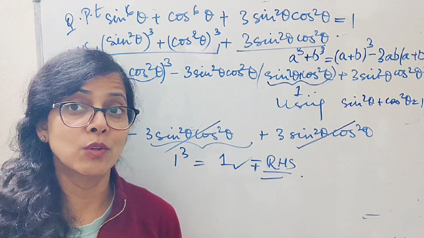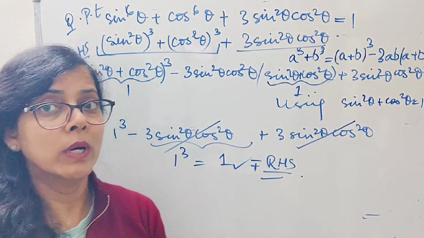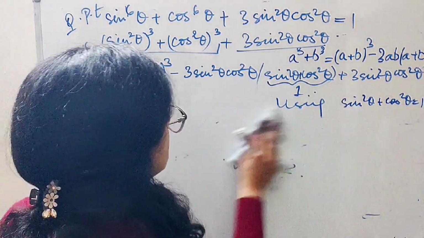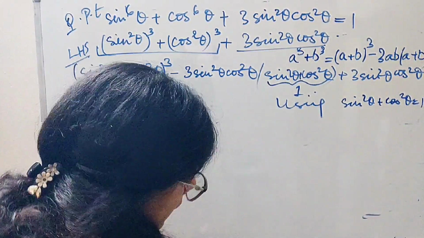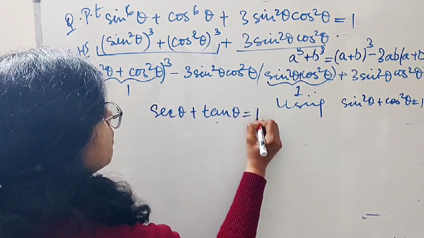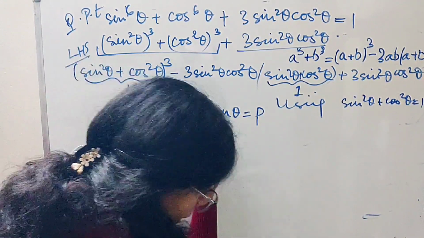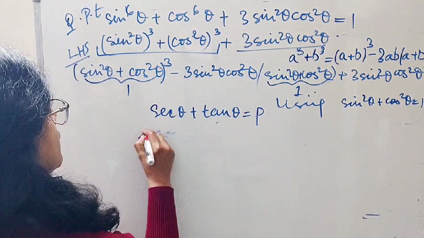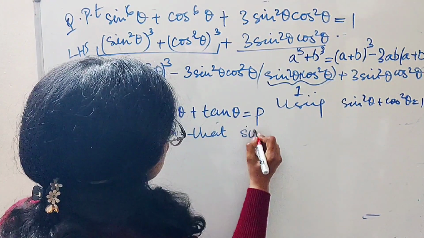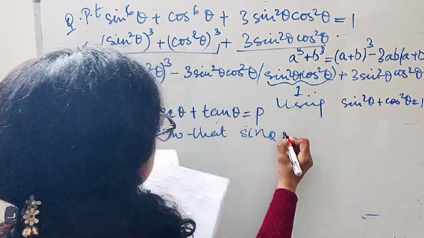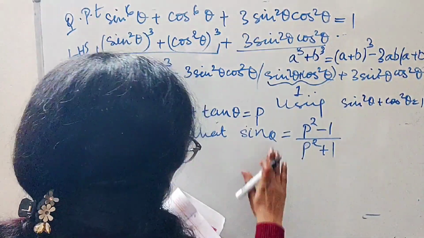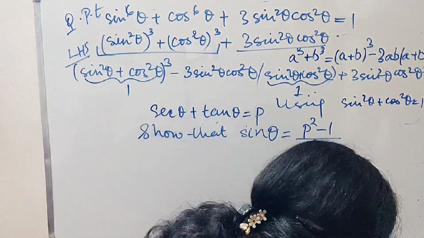Now I am giving you one question in homework which is similar to question number 1. I am writing that question here. Sec theta plus tan theta is equal to P sec theta. Then show that sin theta is equal to P square minus 1 upon P square plus 1. So this is your homework today. Practice this and do this in the same manner.